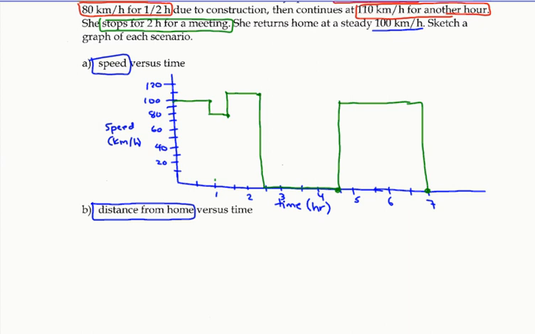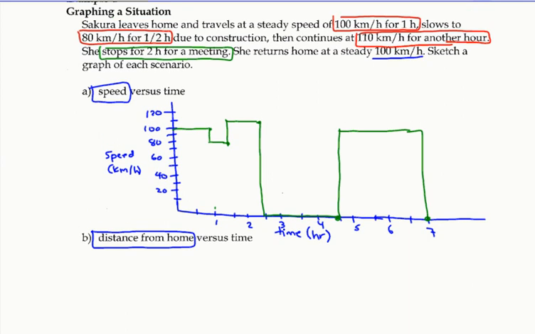Now in order to graph distance versus time, what are we going to need? Do we have the speed? Yeah. What don't we have yet to graph distance versus time? Do we have the time? Yeah. The distance. We don't know. Do you know how far she's traveled yet? No. We need to figure that out.